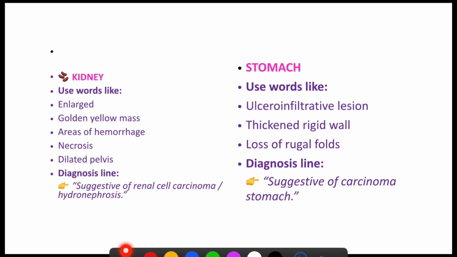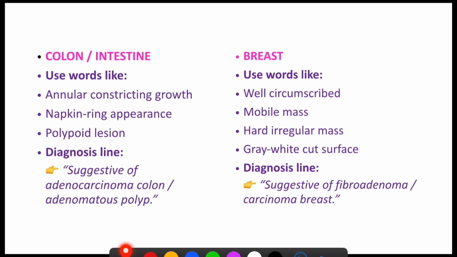For the stomach, ulcero-infiltrative lesion, thickened rigid wall, loss of rugal folds. These are all related to carcinoma stomach. Intestine. Whether you find growth, whether it is having annular constricting or napkin ring appearance, ulcerative growth or polypoidal lesion, multiple polyps whether sessile, pedunculated. So, you have to use these words when you describe either malignancy or any polyp.